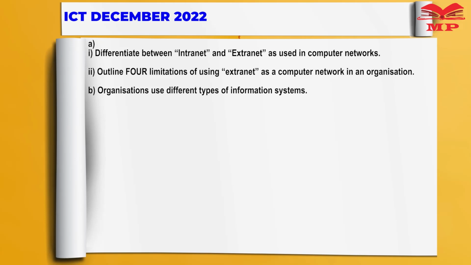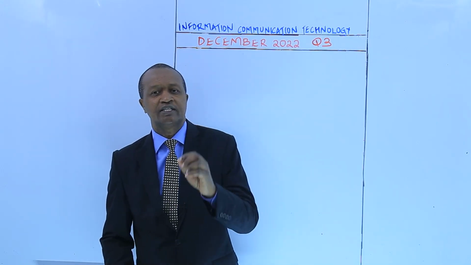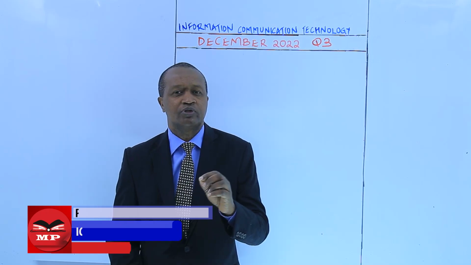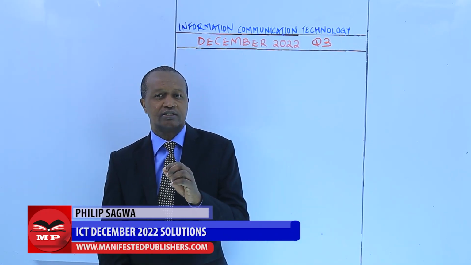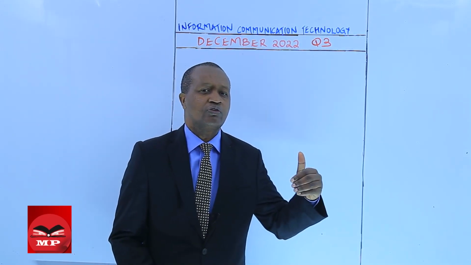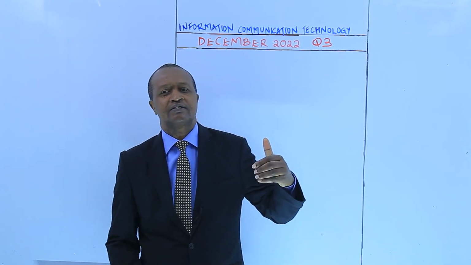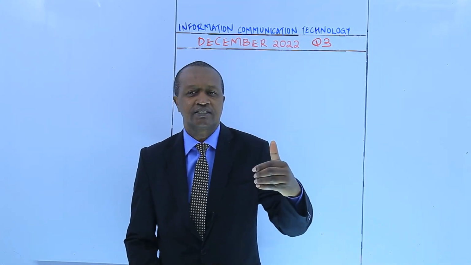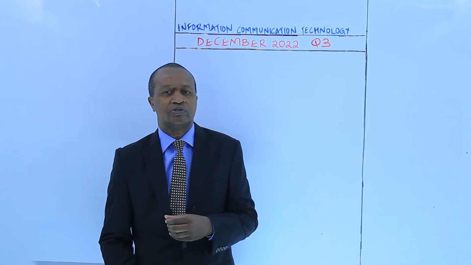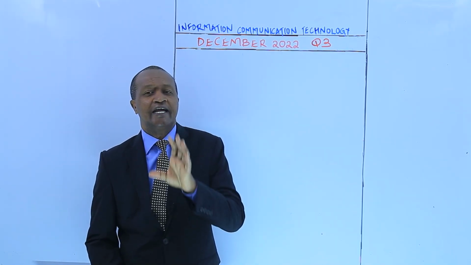Now candidates, an intranet is a private network that is limited to an organization and accessible only by its employees or authorized users. Whereas an extranet is an extension of an intranet that allows limited access to authorized external parties such as customers, suppliers, business partners, and so on. So that's the distinction between an intranet and an extranet.